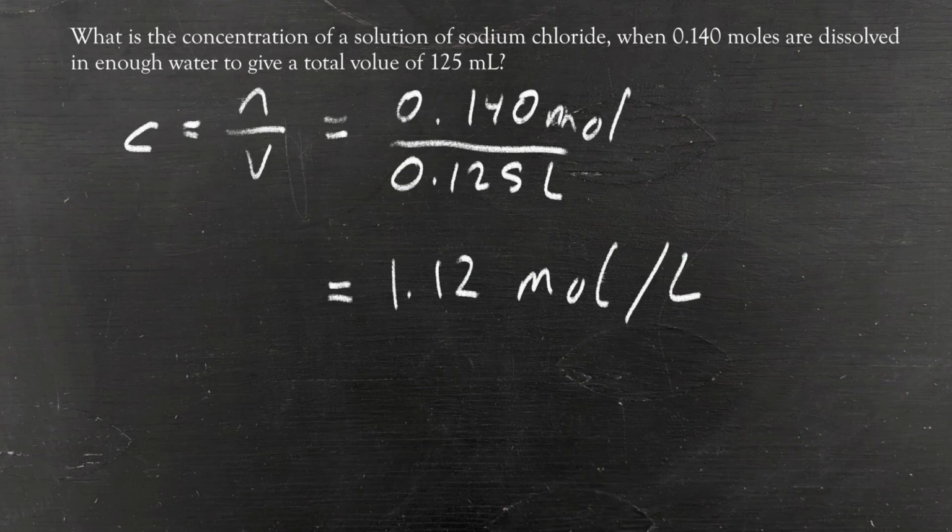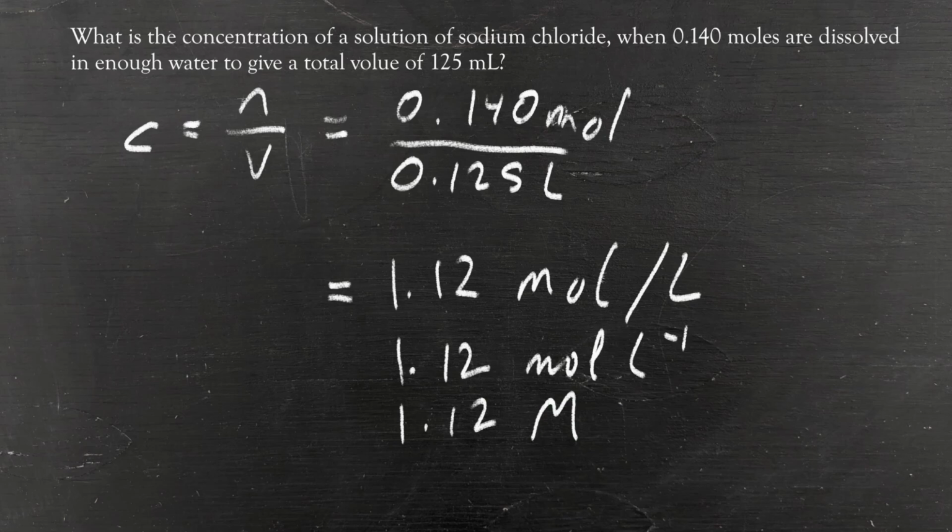There are some different ways to write the units for this. For example, it could also be written as 1.12 mol/L, like so, or sometimes it's written as 1.12, and then a capital M is used as a shorthand for moles per liter. Finally, a short way to write concentration is to use a square bracket. So square bracket NaCl like this means the concentration of sodium chloride.